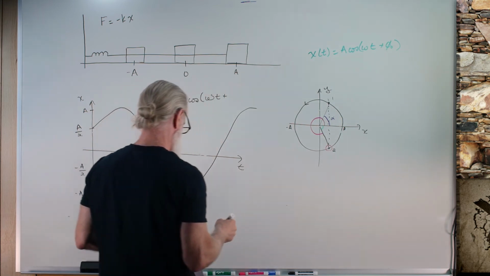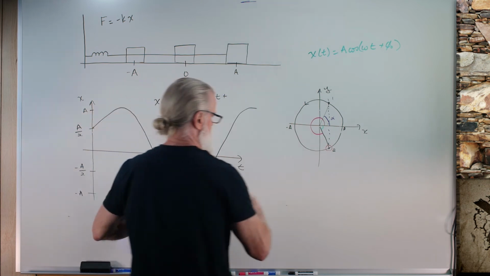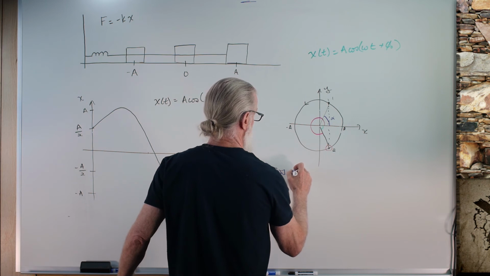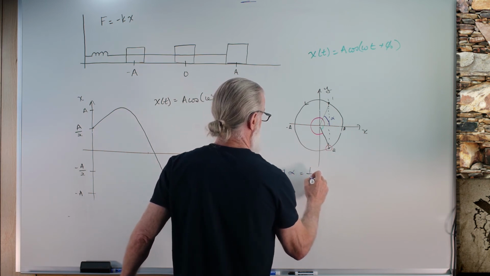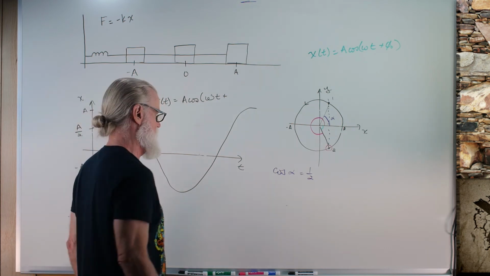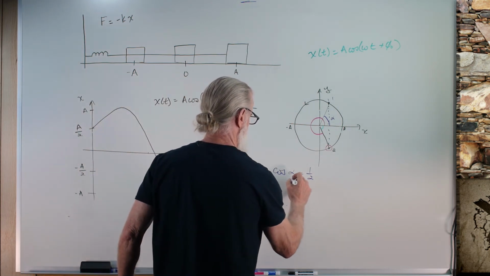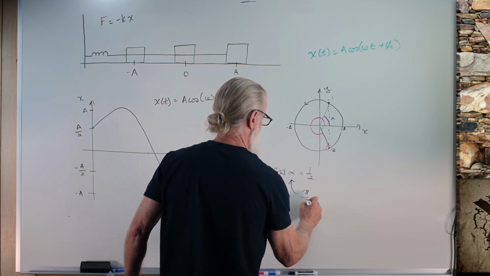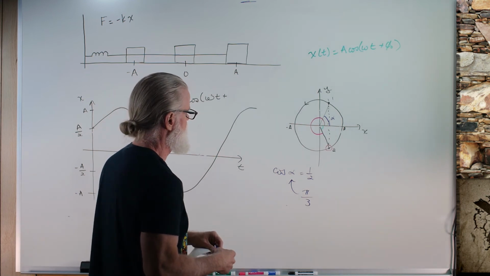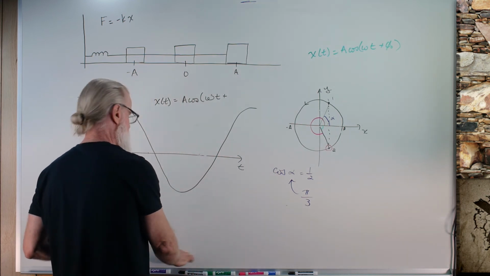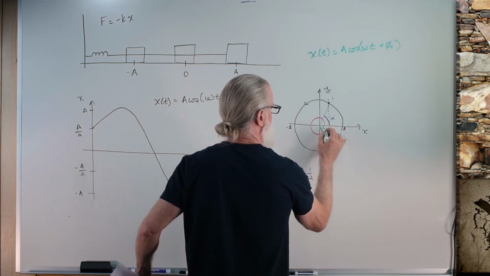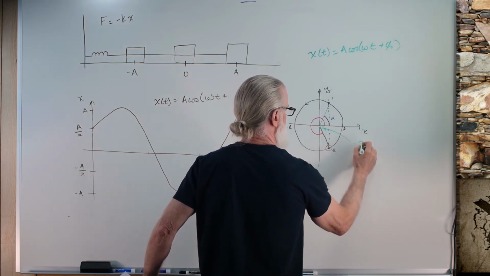What's going to give us 1/2, right? We've got cosine of alpha equals 1/2. So what alpha gives us 1/2? That is 60 degrees or pi over 3. That's going to be pi over 3, right? So this one is going to give me negative pi over 3.